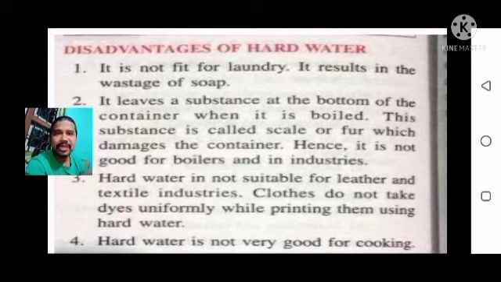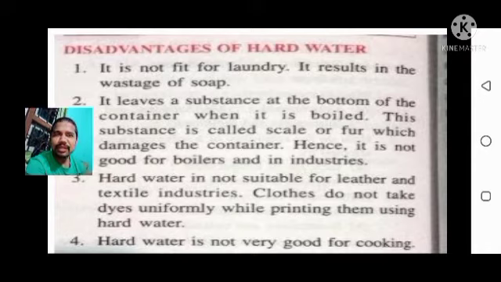It leaves a substance at the bottom of the container when it is boiled. Maybe here in Siliguri itself, if you start boiling water in a water boiler, which we generally use nowadays, at the base of the water boiler you can see a thick layer formed. Scale is formed, and this is because of the dissolved salts. This substance is called scale or fur, which damages the container. Hence it is not good for boilers and in industries.